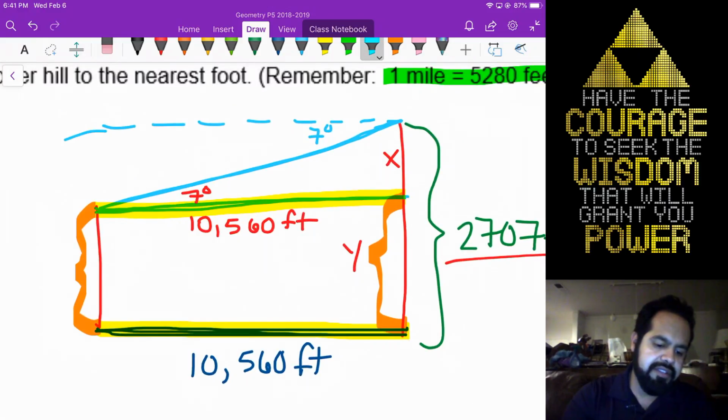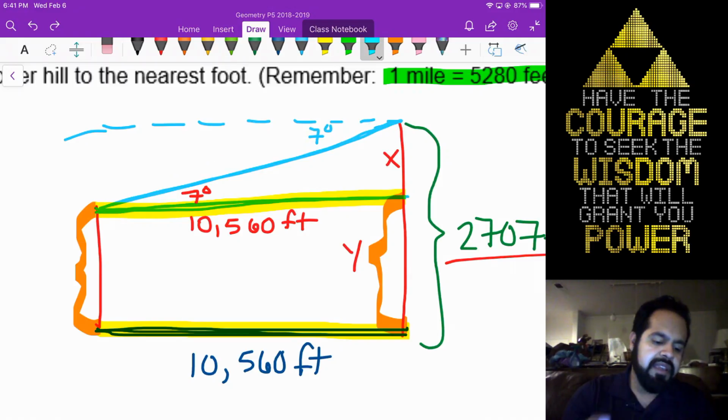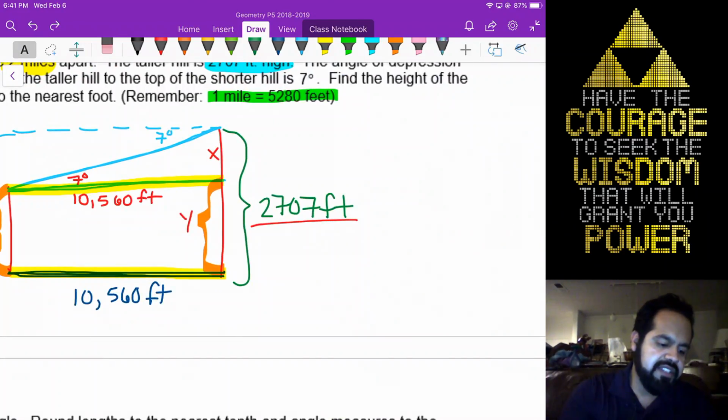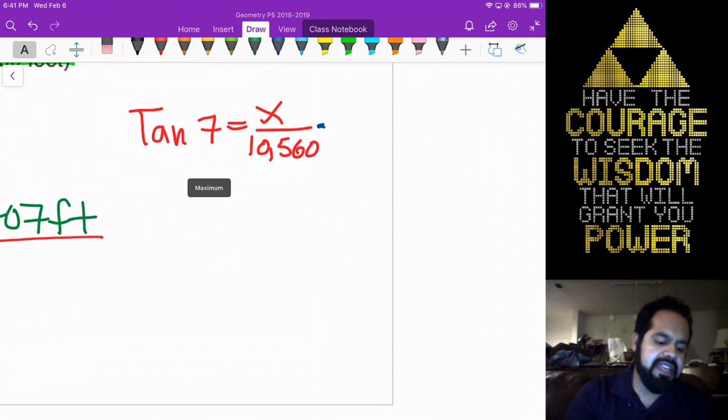Analyzing this triangle here, that's the triangle we want to look at. I have the 7 degrees, I have the adjacent side, I have the opposite side, literally screaming tangent. So tangent of 7 equals x over 10,560. There's our ratio. You get x by itself by multiplying both sides by 10,560.